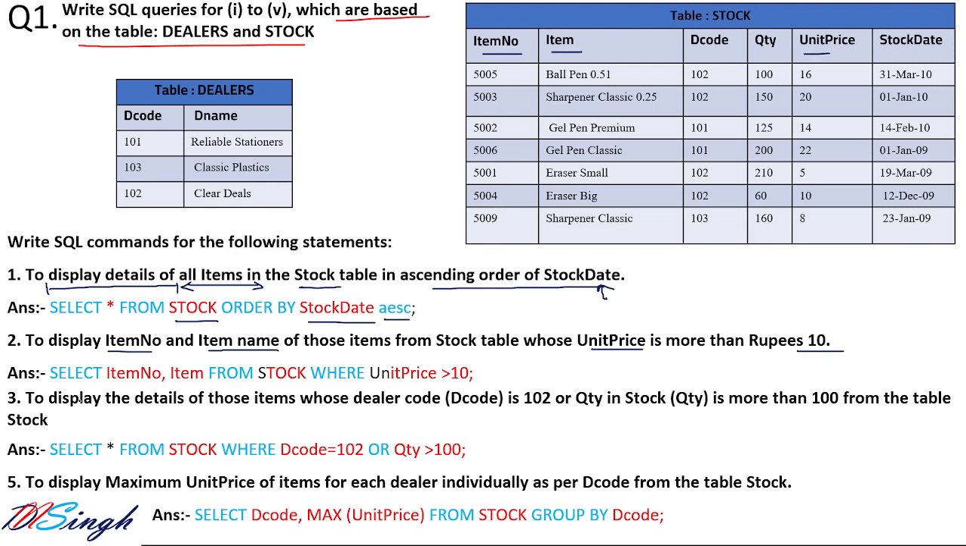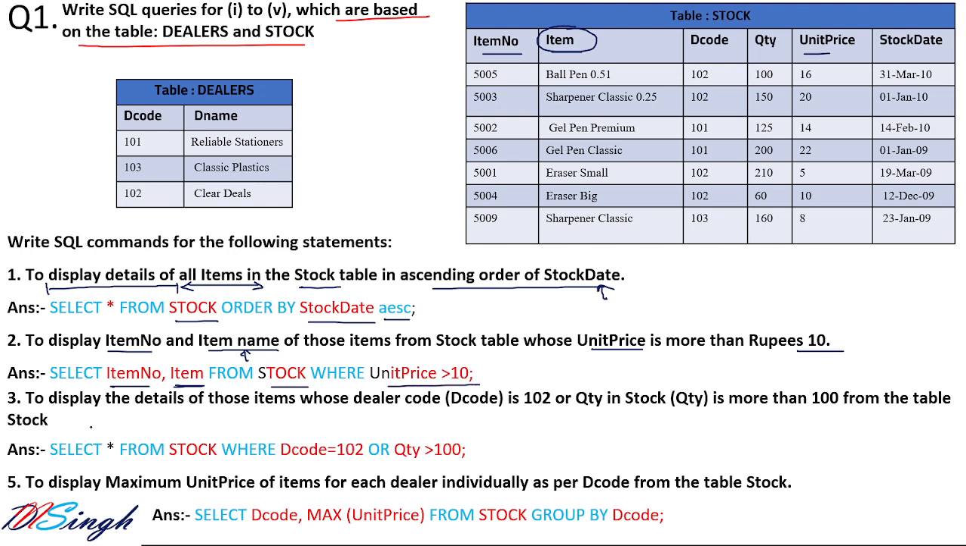So I will write SELECT item number, and we will not write item name completely. Remember that for item name, the column name is item. In the query, we write only the name which is available in the given table, not in the question. So for item name, the name of the column is item only. So we will write item number, which is as per the table column header, and item, which is also as per the table column header. FROM stock, this is the table name, WHERE unit price is greater than what?